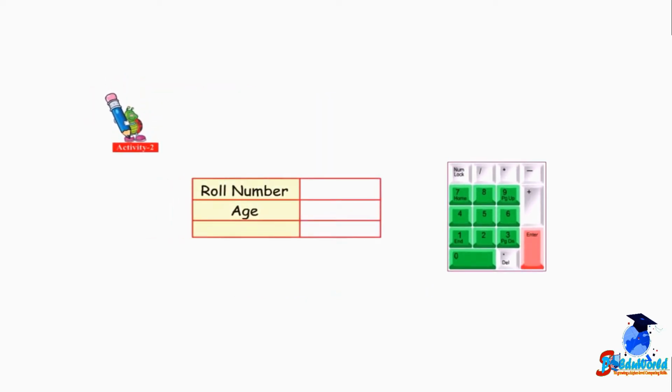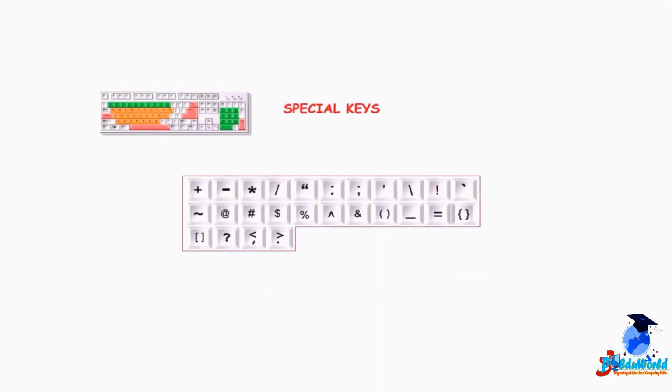Let's understand with an activity. Type your roll number. Press the enter key. The cursor will move to the next line. A cursor is a small blinking line on the screen. Now type your age.